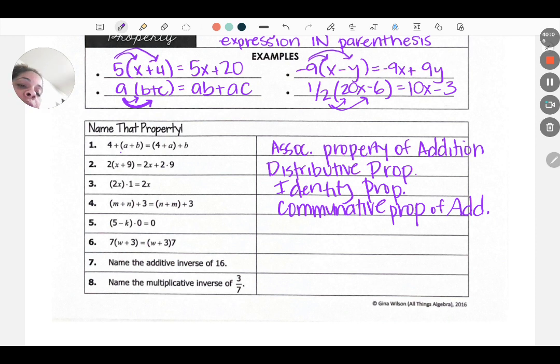All right, and then the next one, I see a 0 right away. I know that this is the 0 property, right? Because anything multiplied by 0 is 0.